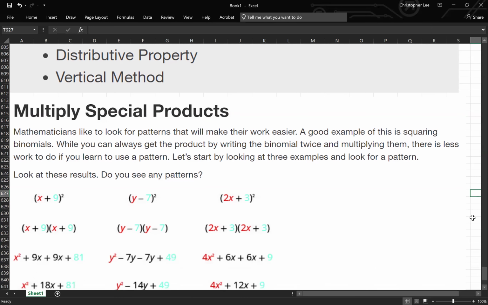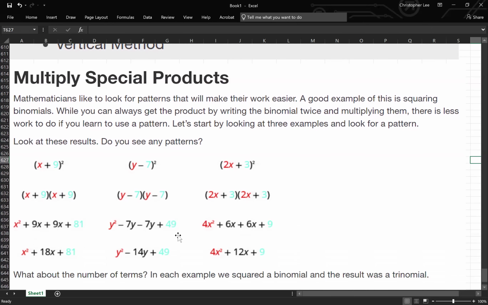So let's say that I had (x + 9) squared. Yes, I could split that up, and that becomes (x + 9) times (x + 9). Do your method, vertical method, distribute, whatever you want. Boom. You're going to come out to x squared + 18x + 81.